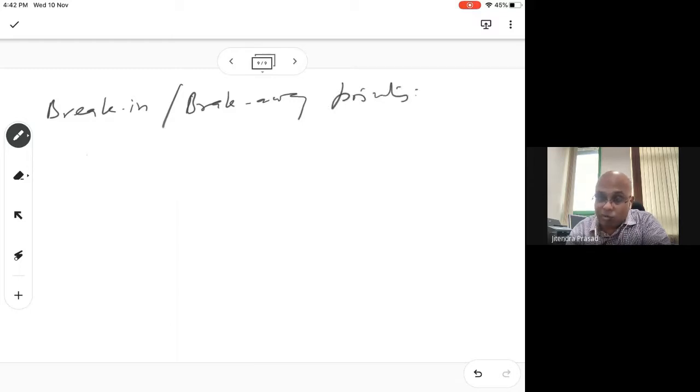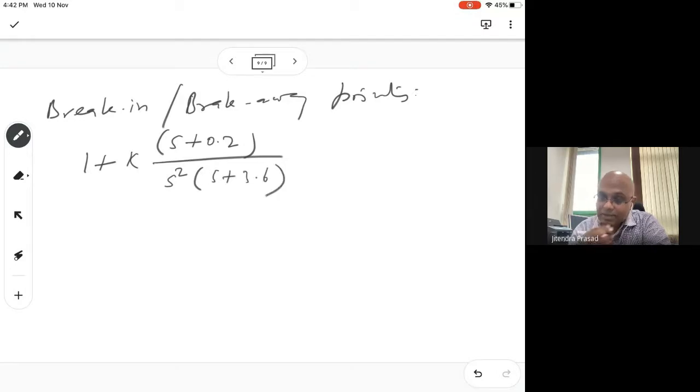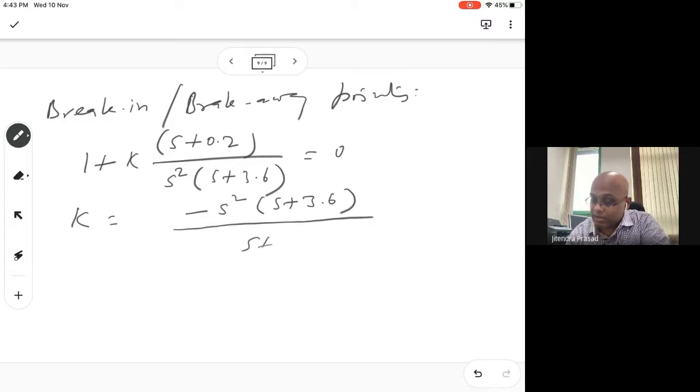And we have 1 plus k times (s plus 0.2) over s squared (s plus 3.6), right? Okay, is equal to 0, and hence we have k is equal to minus s squared (s plus 3.6) divided by (s plus 0.2). Okay, and here dk over ds is equal to, we have to find out.